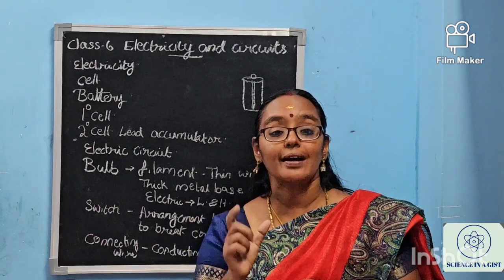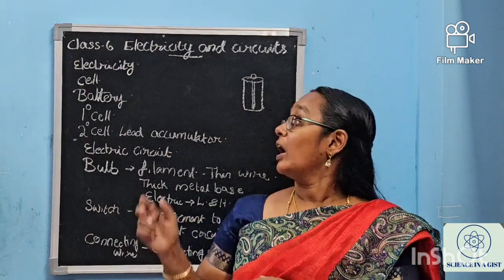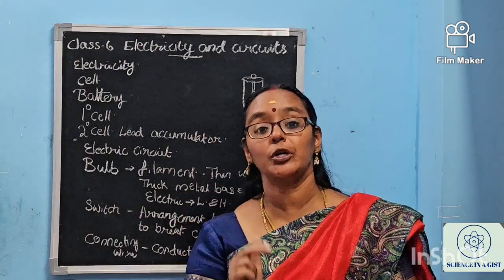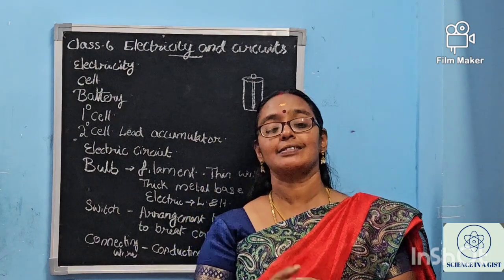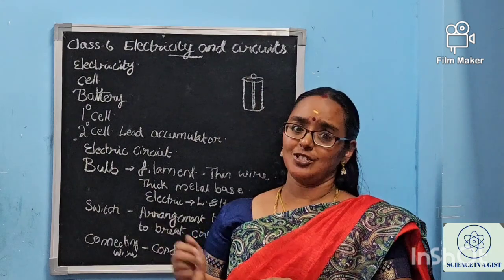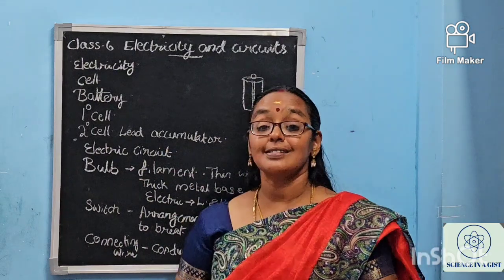In this chapter, we are discussing what is electricity, how it works, how we can make electric circuits, and what the components in electric circuits are. All these we are discussing in this chapter. Okay, we are going to the chapter. Let's go. First is cell.